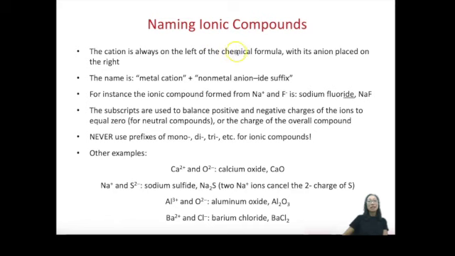It always leads in the chemical formula. The cation, the positive charge, is always leading, and the negative charge, the anion, is always following. So cation on the left, anion on the right. The name, therefore, is also always going to reflect the cation on the left and the nonmetal or the anion on the right. So metal cation, nonmetal anion. And that nonmetal anion has that IDE.